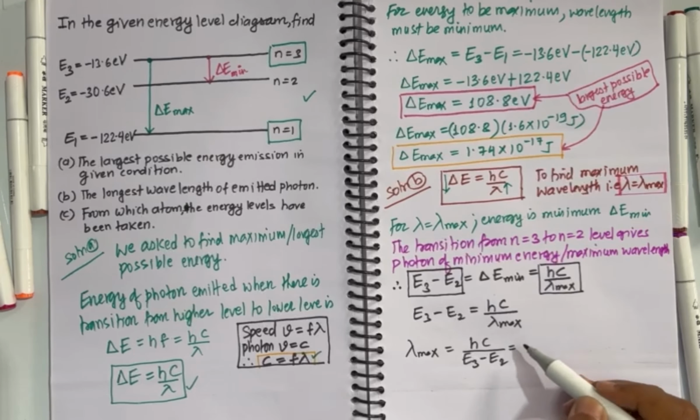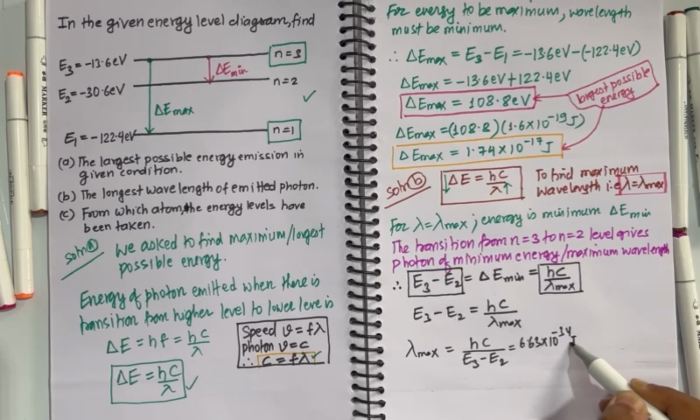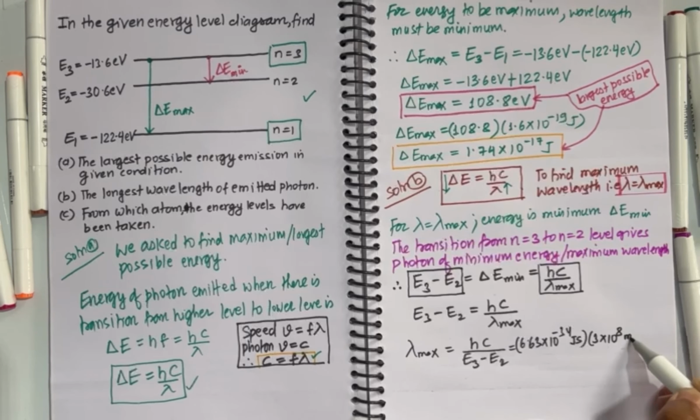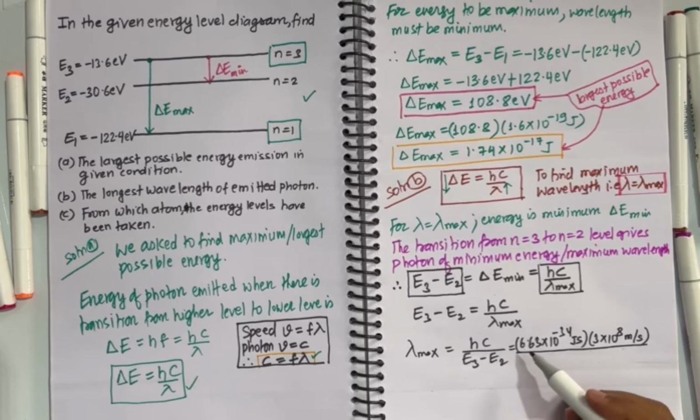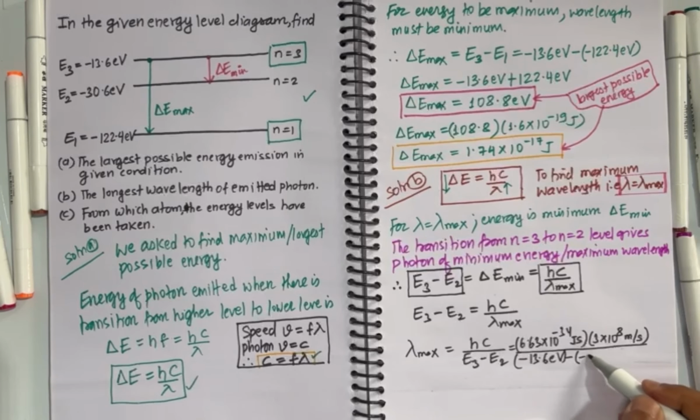So let's put the value. We know Planck's constant is 6.63 times 10 power minus 34 joule second, and the speed of light is 3 times 10 power 8 meter per second, divided by... E3 is minus 13.6 electron volt, minus, and E2 is minus 30.6 electron volt. Clear?